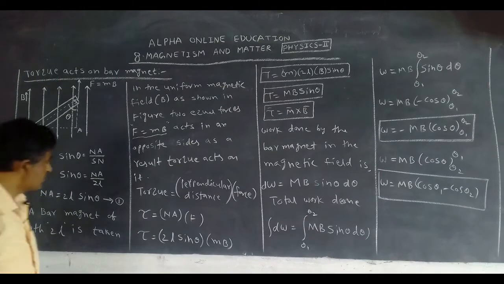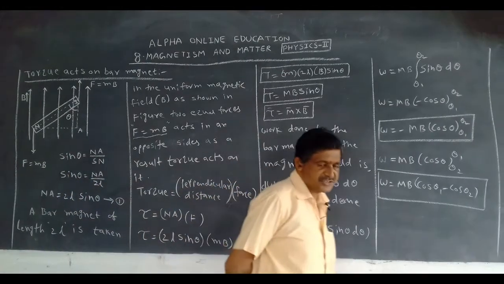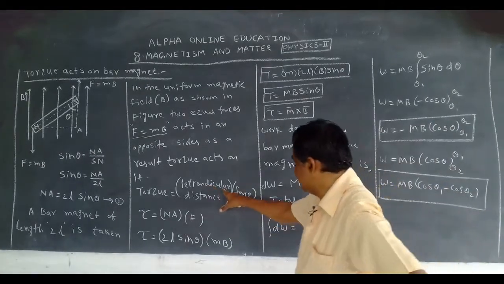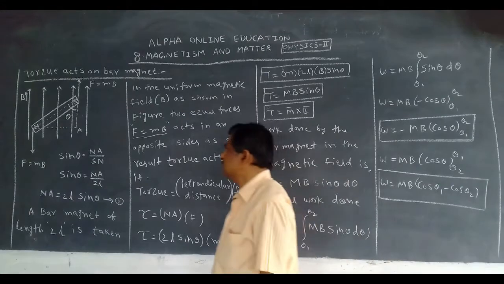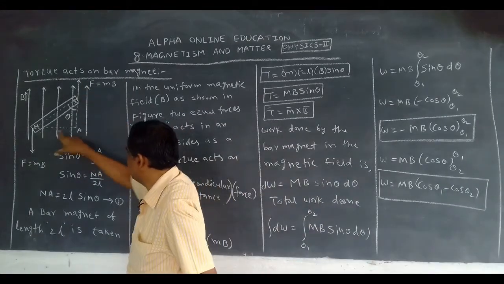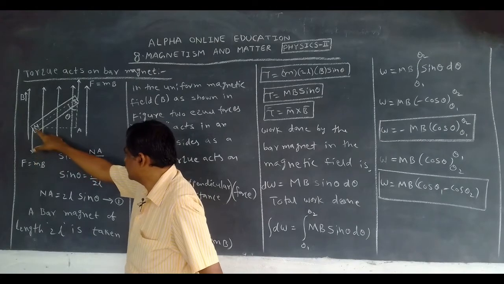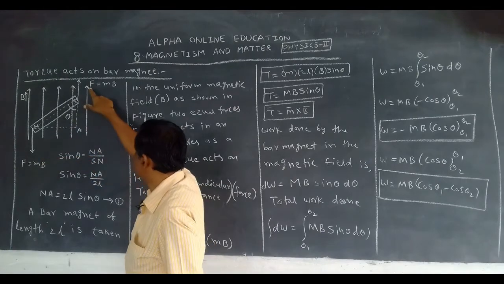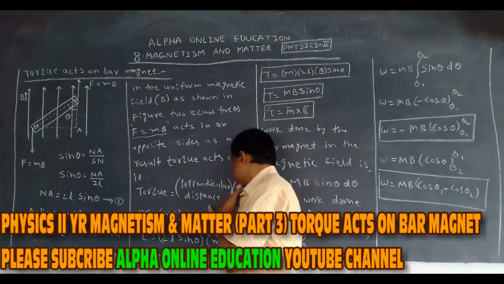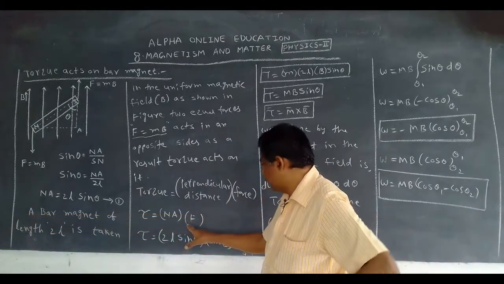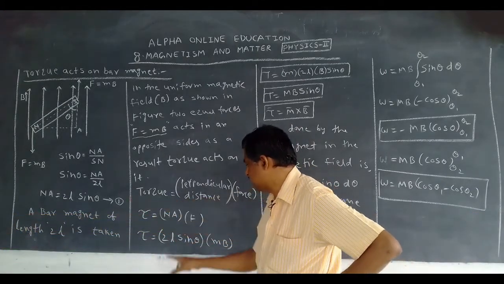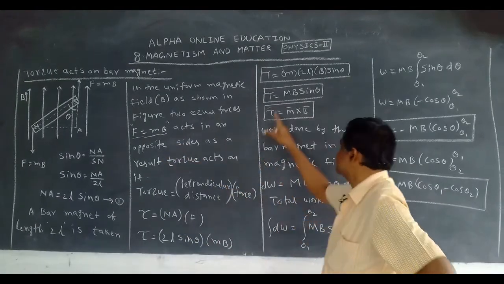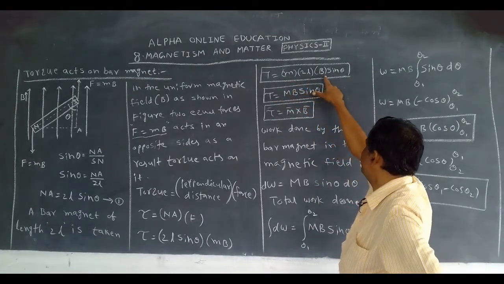We know the mathematical expression for the torque. How can we write it? Torque is equal to perpendicular distance into force. This is the perpendicular distance for this force, and for this force also. NA is the perpendicular distance of this force and this force. That's why the perpendicular distance is NA. Force is F. What is NA from equation 1? 2L sin theta. What is F? F is equal to mB. Right. So torque is m into 2L into B into sin theta.